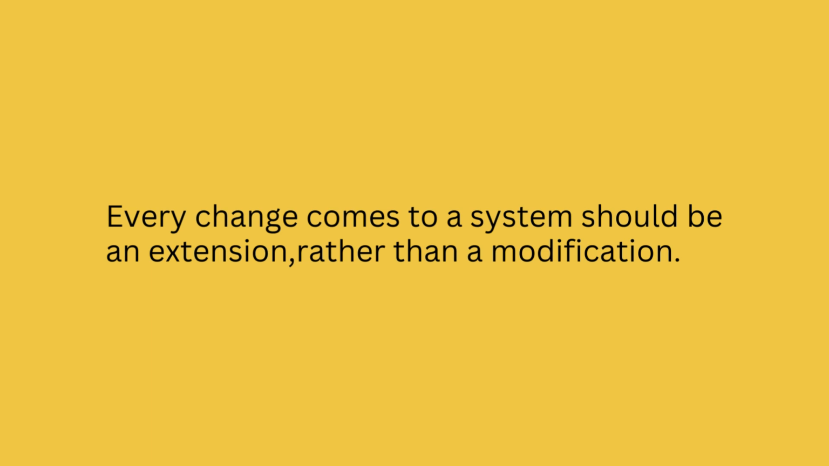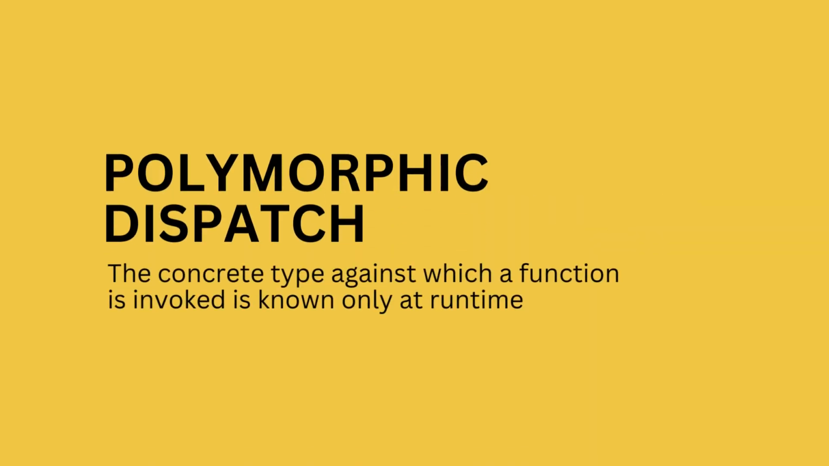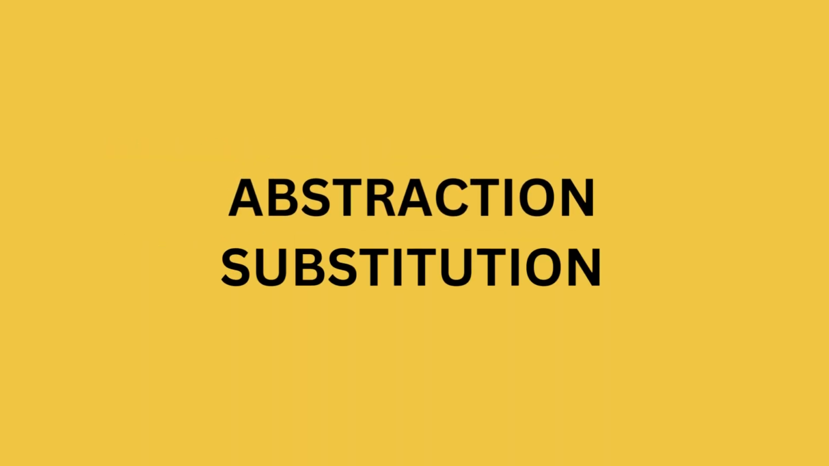Now, this behavior can be achieved by using something called polymorphic dispatch, where the concrete type against which a function is invoked is known only in runtime. We will have a much clearer understanding of the concept towards the end of the video. Now, refactoring to polymorphic dispatch involves two steps: abstraction and substitution.